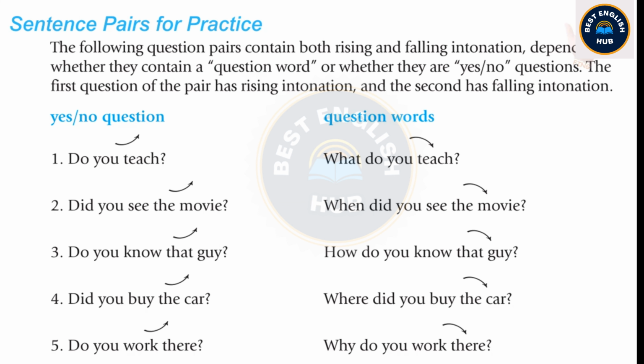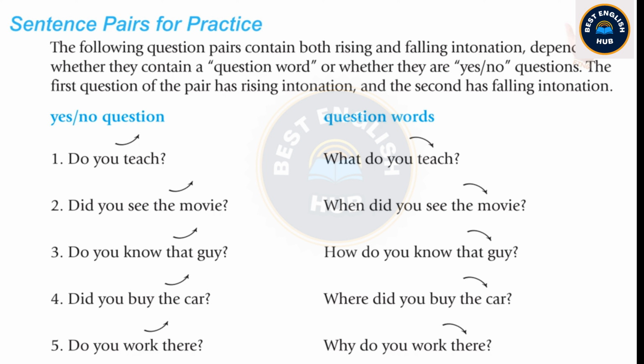Sentence pairs for practice. The following question pairs contain both rising and falling intonation, depending on whether they contain a question word or if they're yes-no questions. The first question of the pair has rising intonation, and the second has falling intonation.